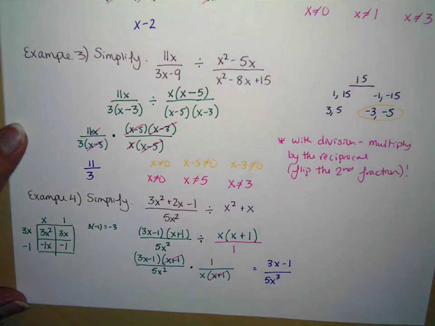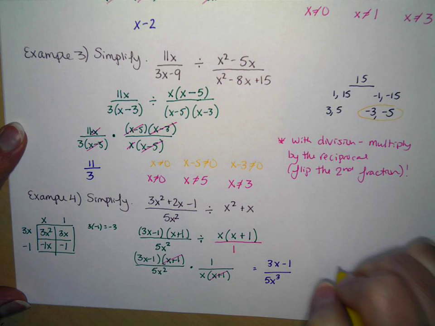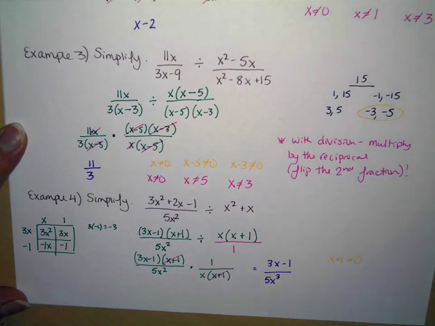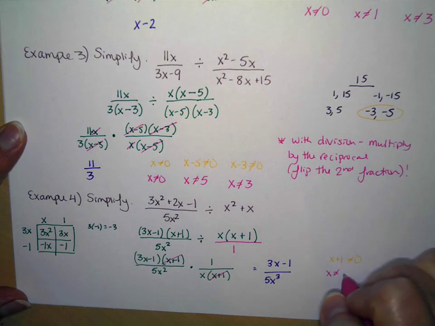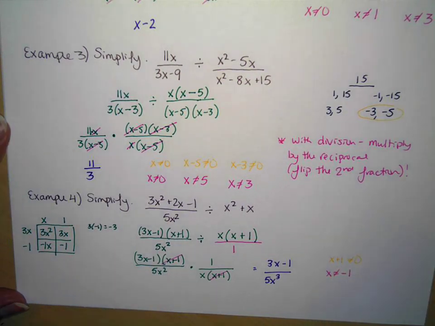And we only had one factor that canceled out, that x plus 1. So x plus 1 cannot equal 0. And if we subtract 1 on both sides, we're going to get that x cannot equal negative 1 for our excluded value.